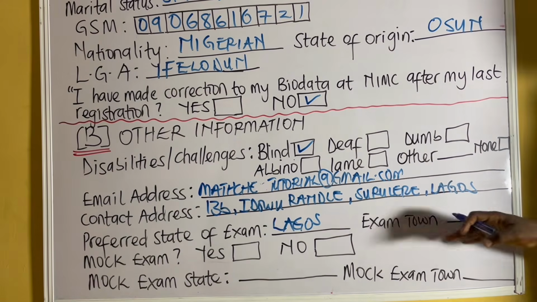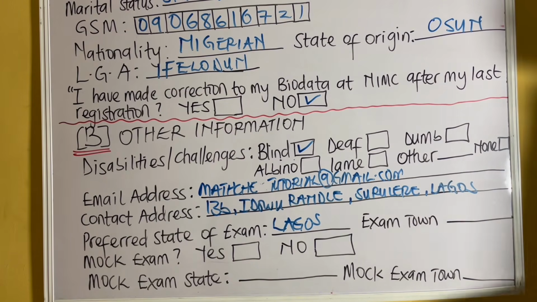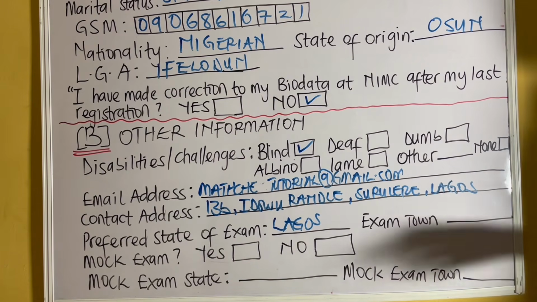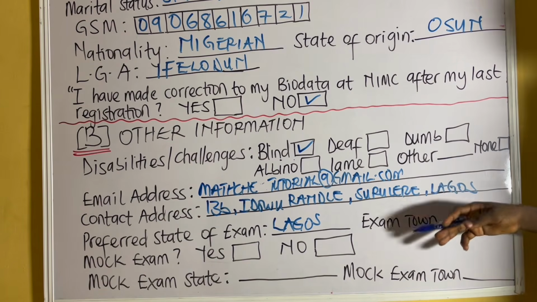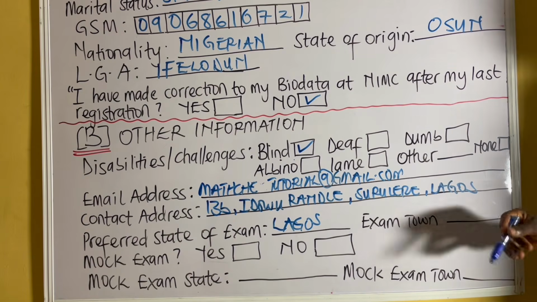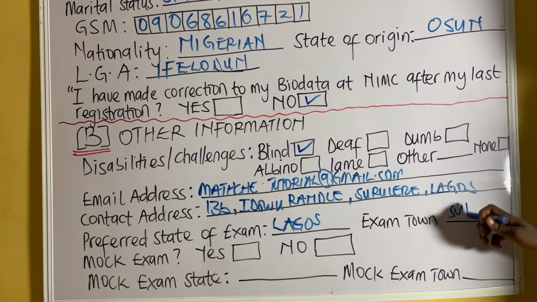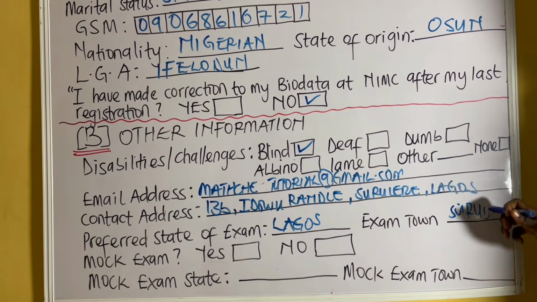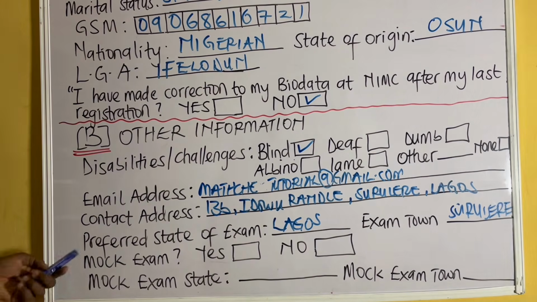So your exam town means that after you have selected the state you want to write the exam in, then the town, something like Surulere, should be your town, because you are living in Lagos State and this is maybe your local government. So your town should also be within your state. So your town should be Surulere. So the next one will be mock exam.